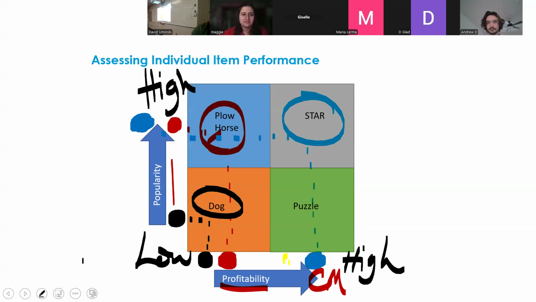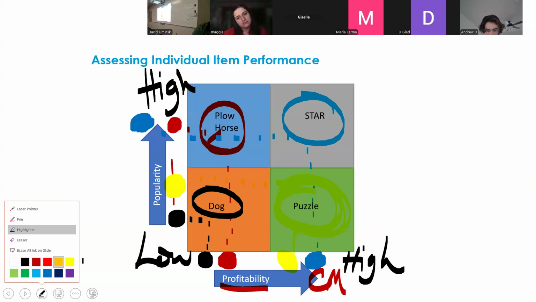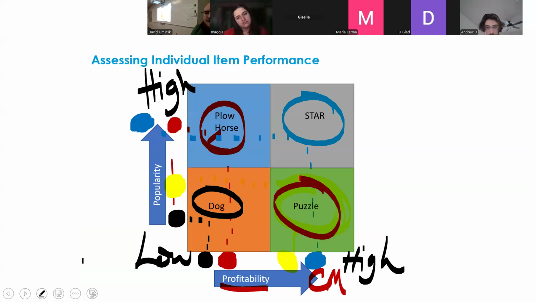And then finally, we have high contribution margin, which means it makes us a lot of money, but for some reason, it's not very popular. It's got low popularity. Those two come together at the puzzle. Okay. Here we go, the puzzle.